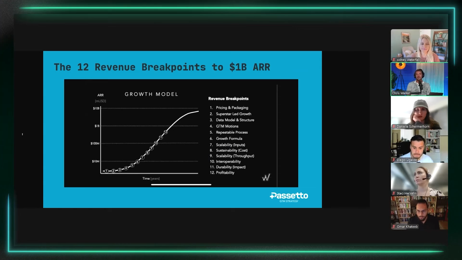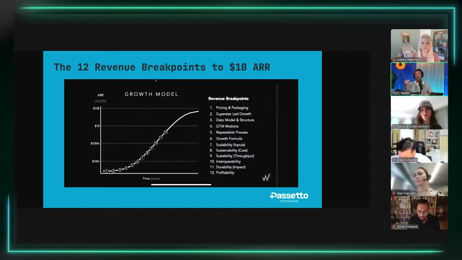Then you have GTM motion, sub 10 million ARR. You're basically attempting to find one go-to-market motion that can get you to 10 million ARR, whether that's no touch or medium touch or an account-based dedicated touch. Then you get into repeatable process. And all of these things are breakpoints that happen before 10 million ARR.